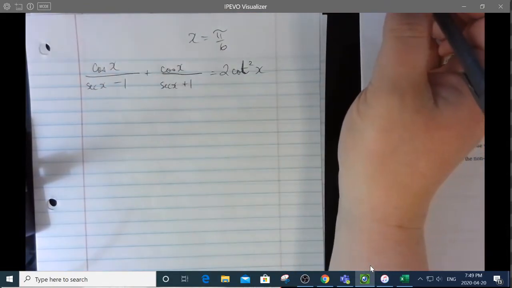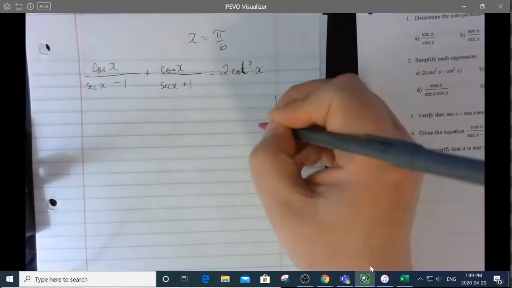Well, I don't know about you, but I don't have secants and cotangents memorized, so I kind of have to go to my unit circle here and just make sure that I get this right.